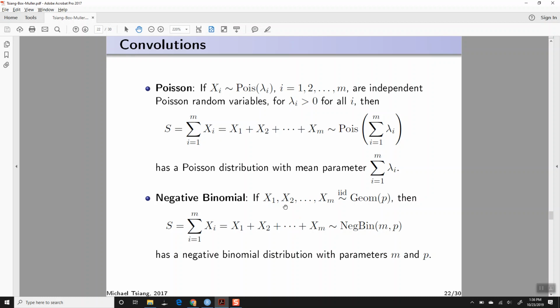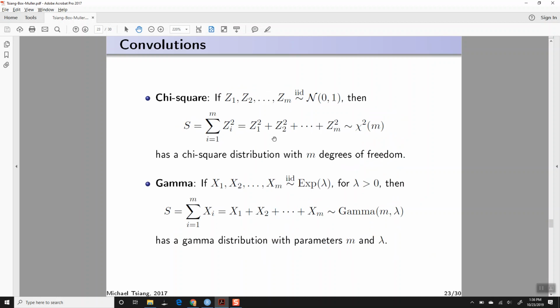All right, the negative binomial: you can generate things from the geometric, add them together, and get the negative binomial. Chi-squared distribution: you can take individual chi-squared things, add them up, and you'll get a chi-squared distribution with m degrees of freedom. Each normal is going to be chi-squared with 1 degree of freedom, and if you add up m of these, you get the chi-squared distribution with m degrees of freedom.